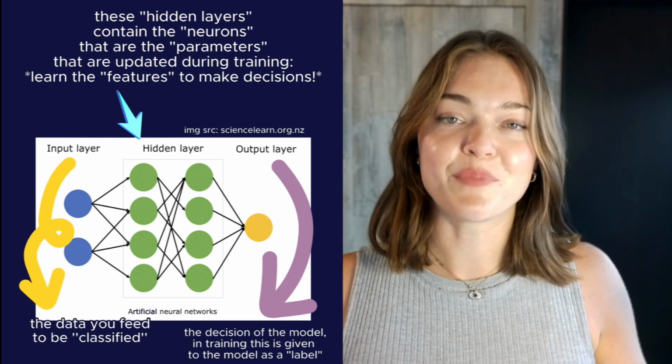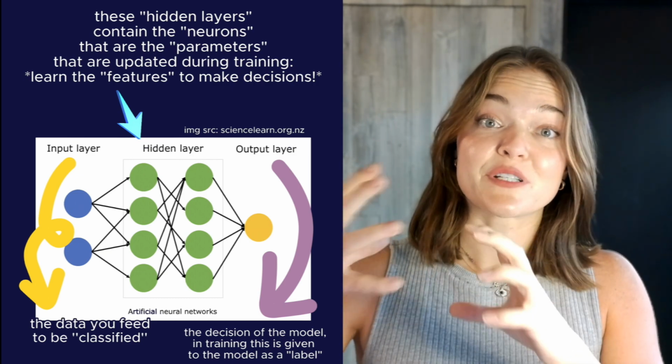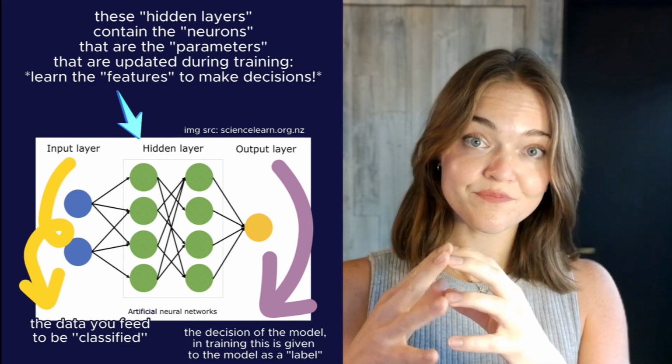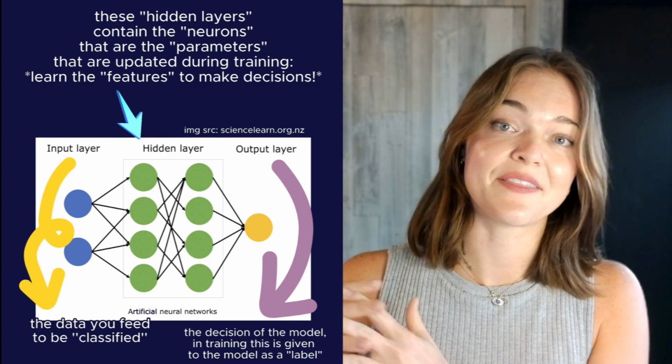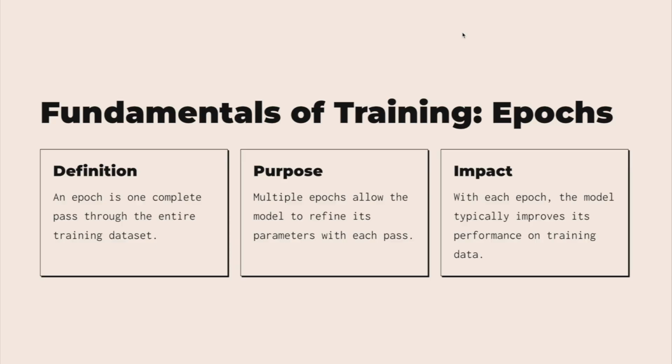So the input data comes through, it goes through a series of equations, matrix multiplications that are represented by the parameters of the model, the neurons of this neural network, and then it is transformed to get the appropriate output. So it's basically just like this super complex math function. But again, an epoch is one pass through the entire training data set. Having multiple epochs, so multiple passes through the whole training data set, allows the model to refine its parameters with each pass. And it usually improves its performance on the training data with each epoch.